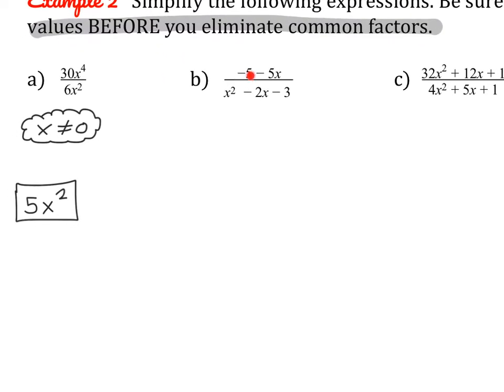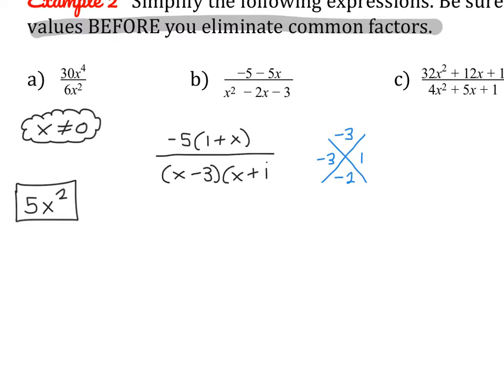So here we have negative 5 minus 5x over x squared minus 2x minus 3. So here we're going to start by factoring the numerator and the denominator. We should factor anything that we can. So in the numerator, you can see that we have a GCF of negative 5, so we can factor that out. Negative 5 times 1 plus x. And then in the denominator, we can factor this using magic x. So what multiplies to make negative 3 and adds to make negative 2, that'd be negative 3 and 1. So we have x minus 3 times x plus 1.